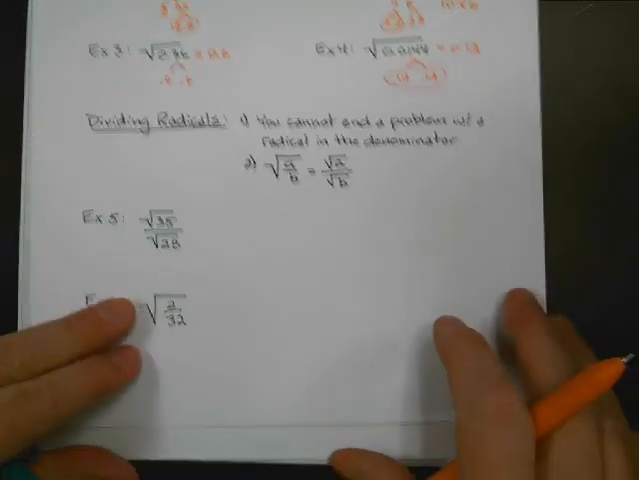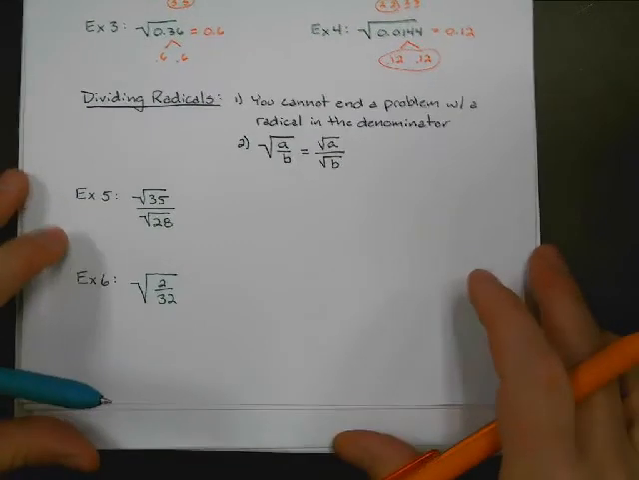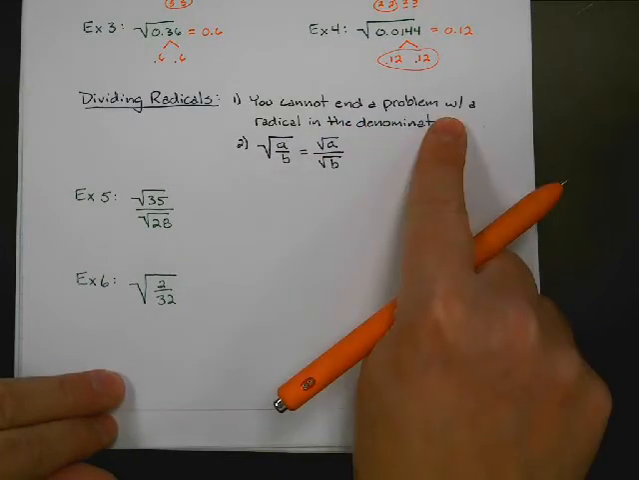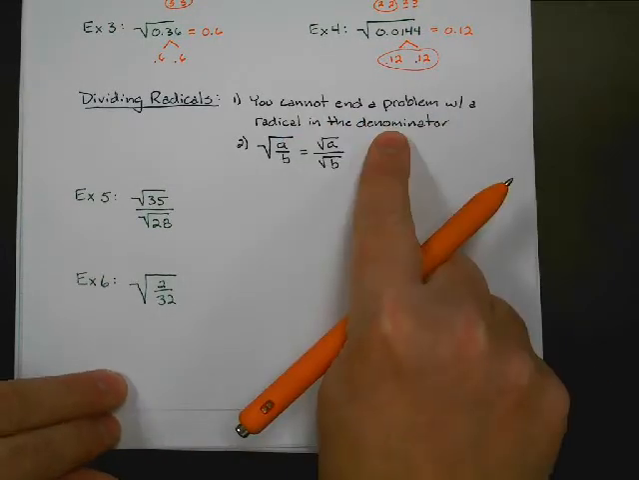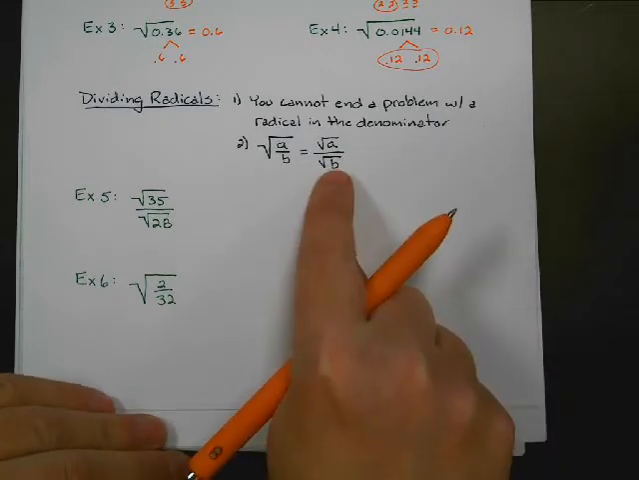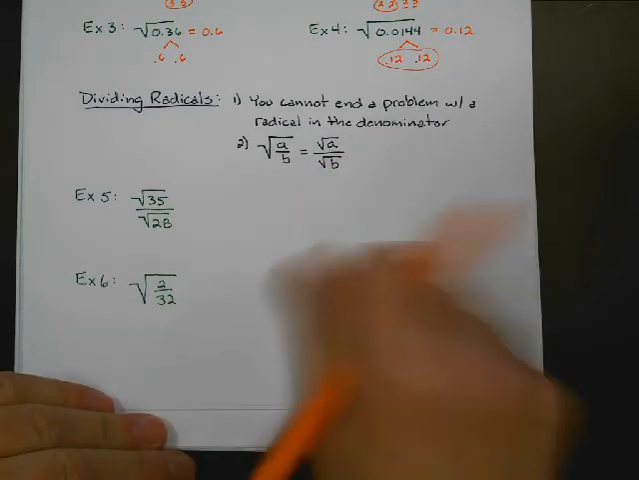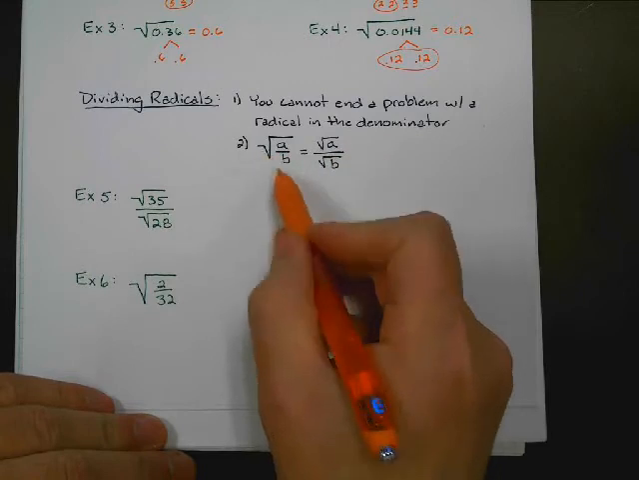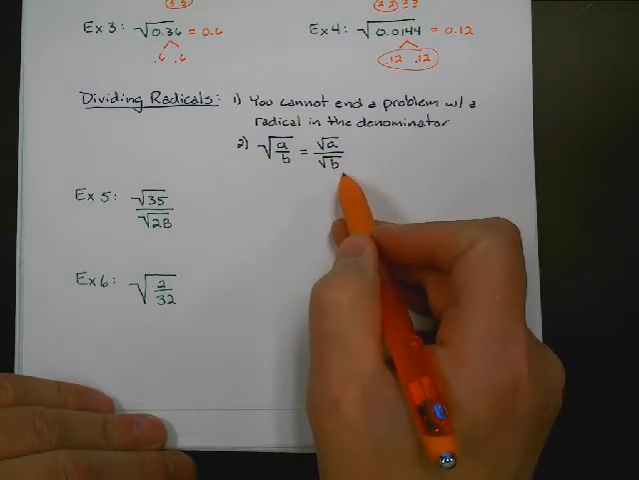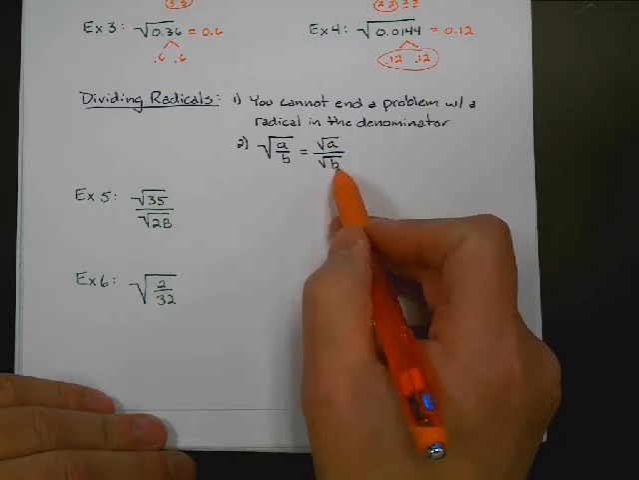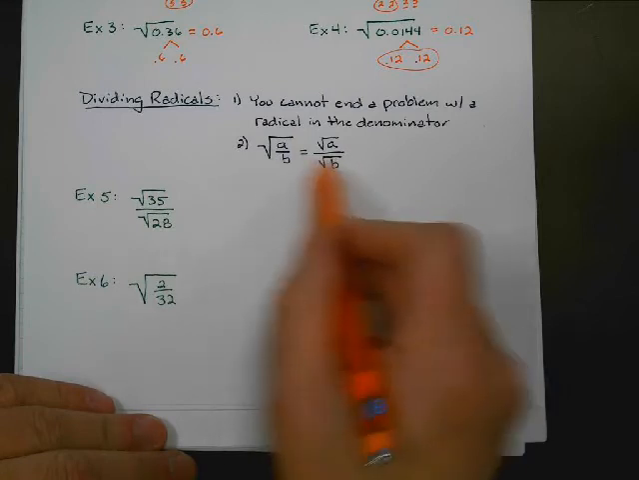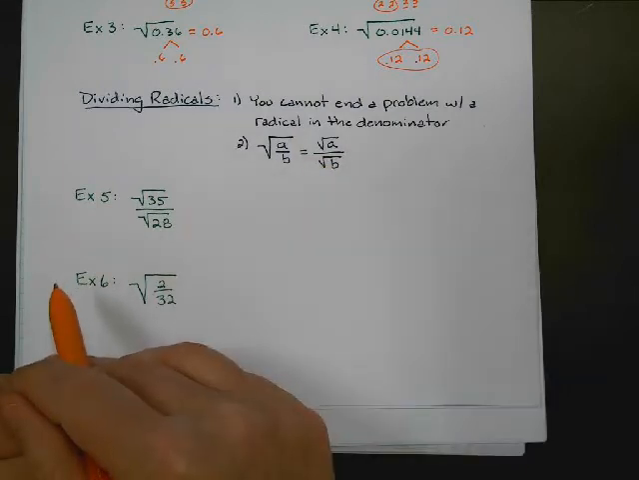Now we're going to divide radicals. There's a lot of different things that you can do with dividing radicals, but you cannot end a problem with a radical in the denominator. So at the end of the problem, there should not be a radical on the bottom. The other thing that we know is that a radical of a fraction can be split up into 2 separate radicals. So root A over root B is root of A over B. So I can go backwards and forwards using this if I needed to.